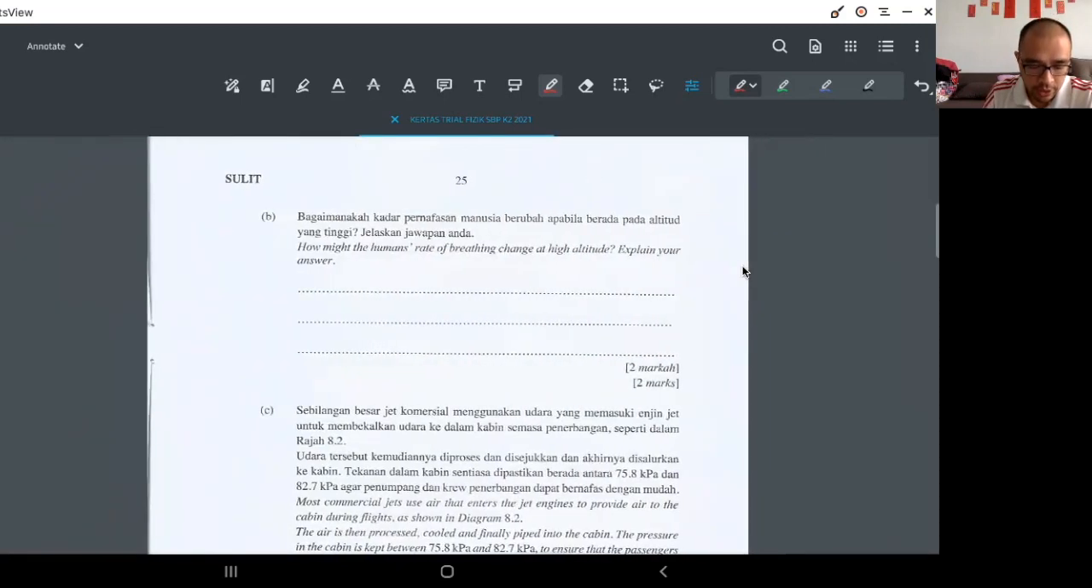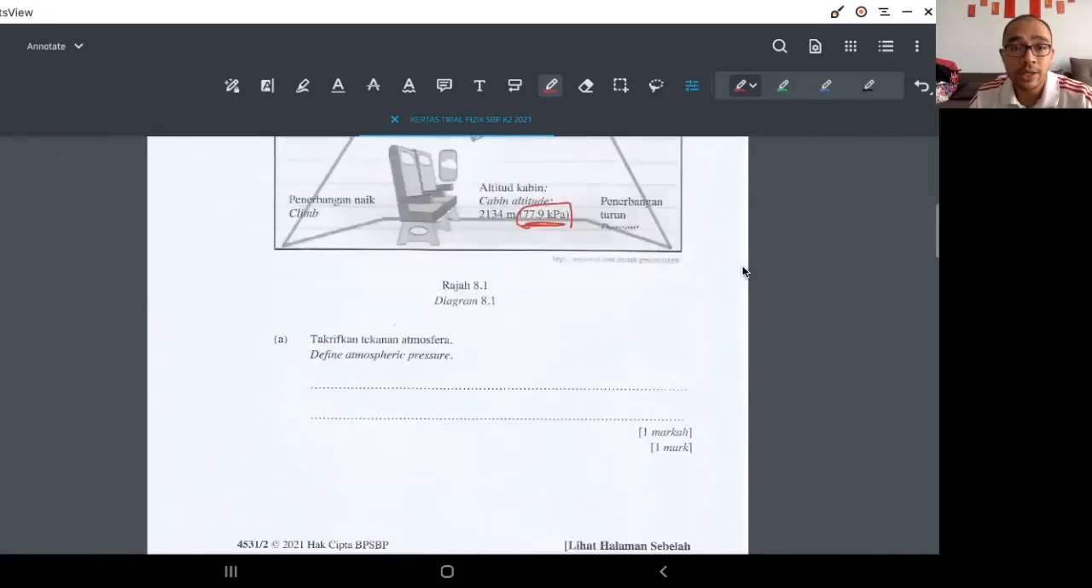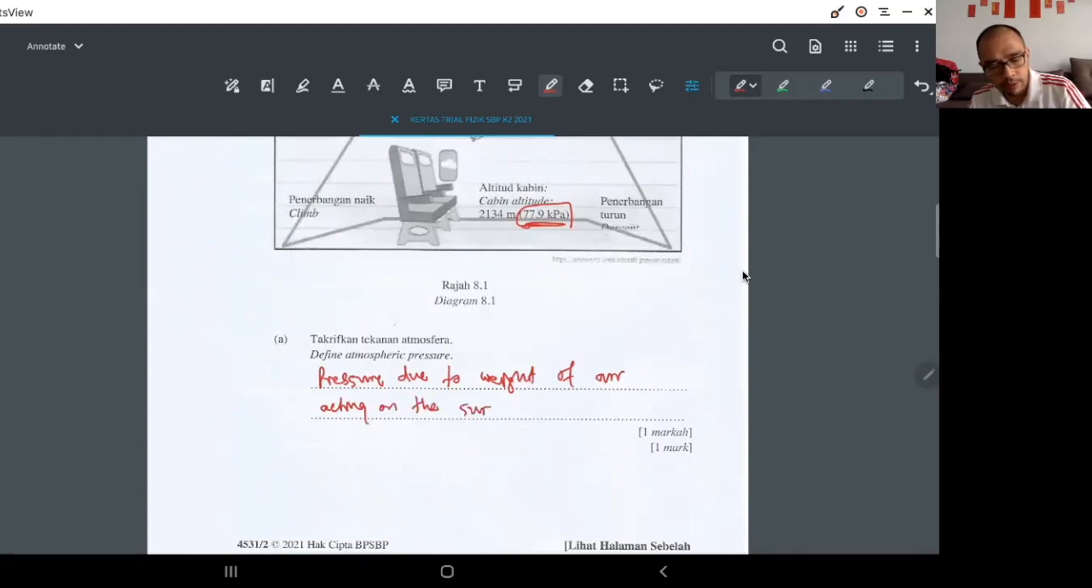Oh, sorry. So define atmospheric pressure. Okay, atmospheric pressure is pressure due to the weight of air. The weight of the layer of air acting on the surface of the earth.